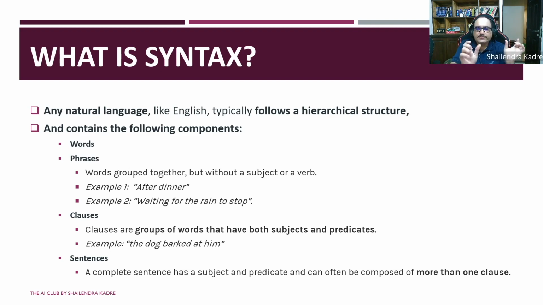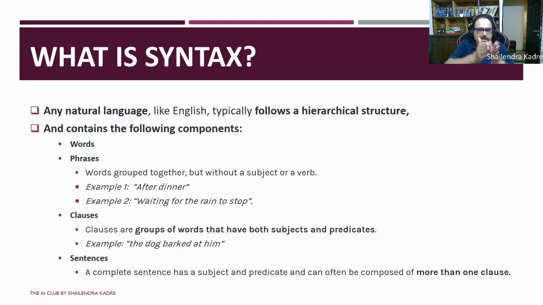So if I group words together without a subject or verb, like "after dinner, waiting for rain to stop", there is no verb and no subject in this. "Waiting for rain to stop": there is no subject, there is no verb. This kind of collection of words without a subject or verb is called a phrase.